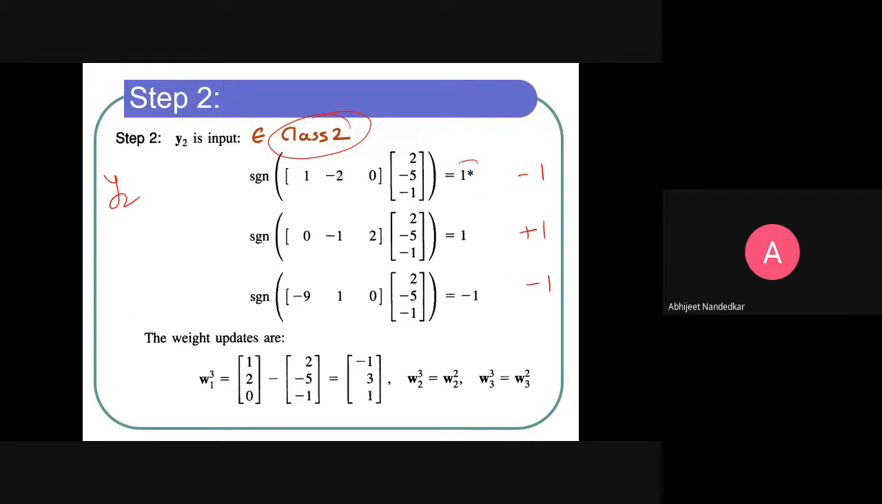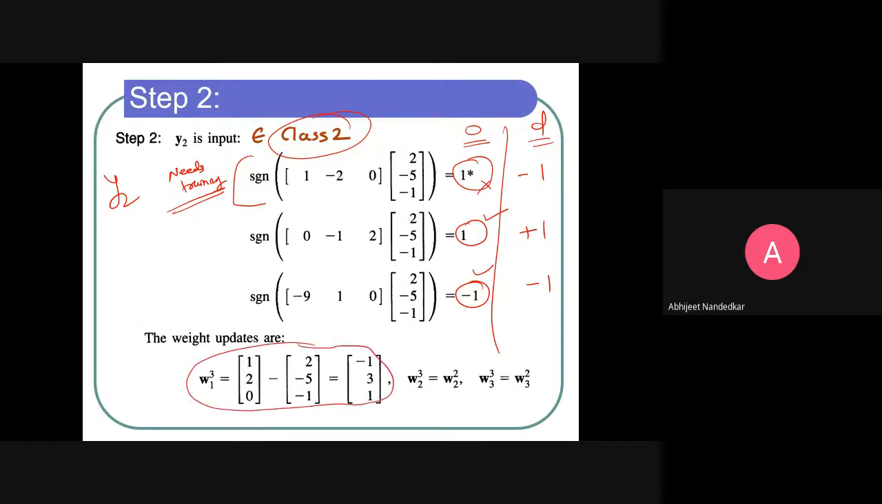So you can see here this is a wrong answer. This was the desired response. What is the output? The output is +1 here, which is wrong. +1 here, which is right. -1 here, which is right. So only neuron number 1 needs training. So we have updated neuron number 1's weight here, and the other weights are as they are.